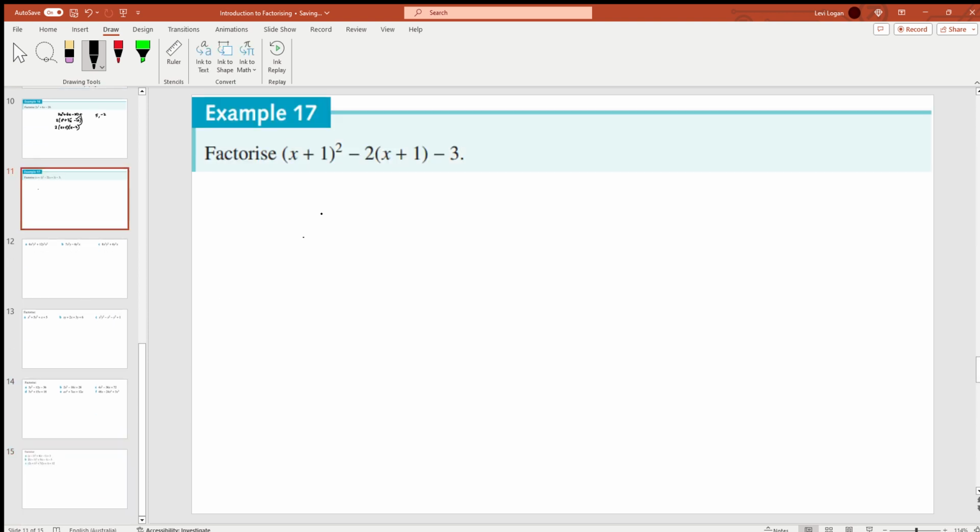Alright, so here, this one is a bit different. What we're going to do is make a substitution because that is the same as that. So why don't I go, alright, let's go like a equal x plus 1. So that means this turns into a squared minus 2a minus 3. So now we have a quadratic equation. So what two numbers multiply to give minus 3 and add to give minus 2? Well, I can think of minus 3 and 1 straight away. So we have a minus 3, and then we're going to have a plus 1.